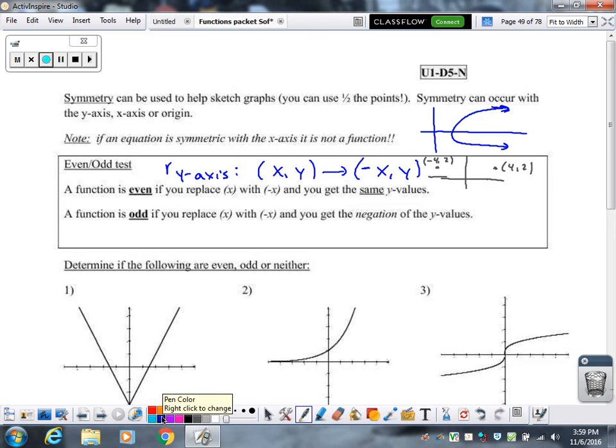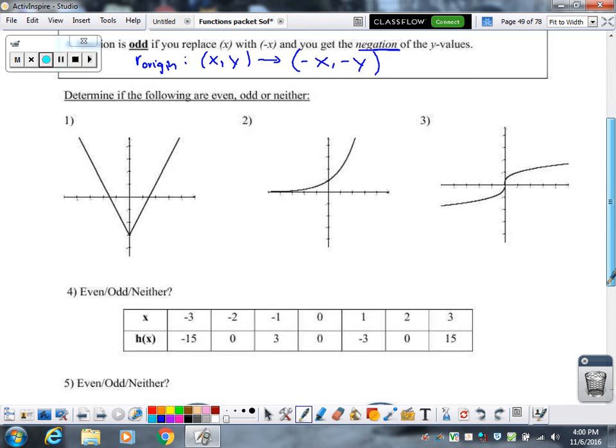The test to determine if a function is odd, we replace the x with a -x, and you get the negation of the y value. And that should also sound familiar because you reflected points through the origin. When you took a point x, y, and you reflected it over the origin, we negated both the x and the y value. So a -x, -y.